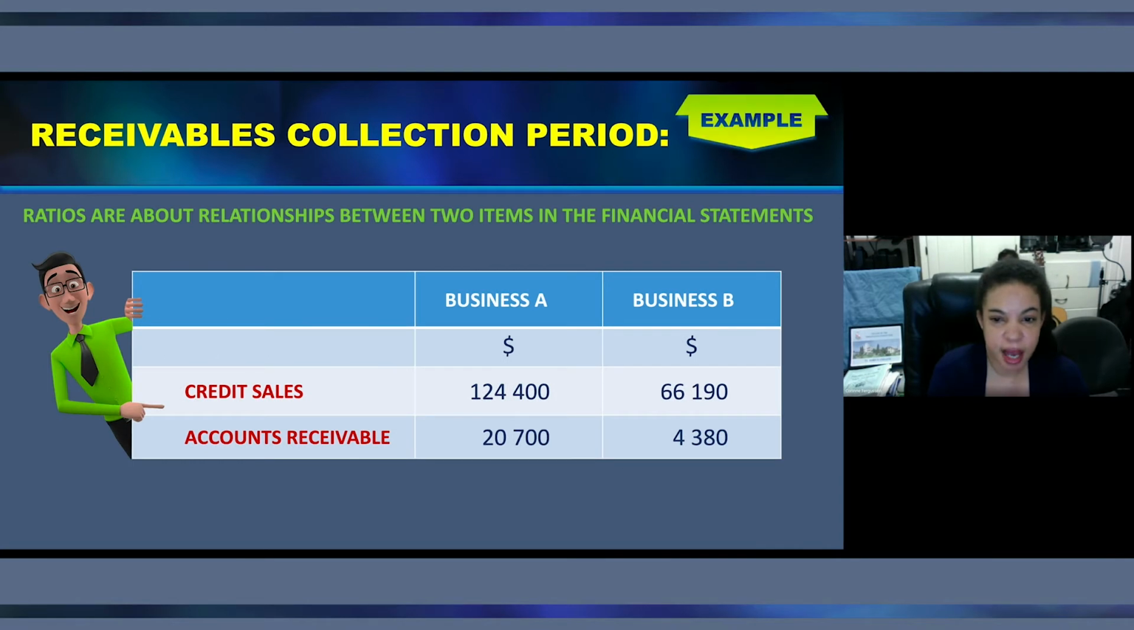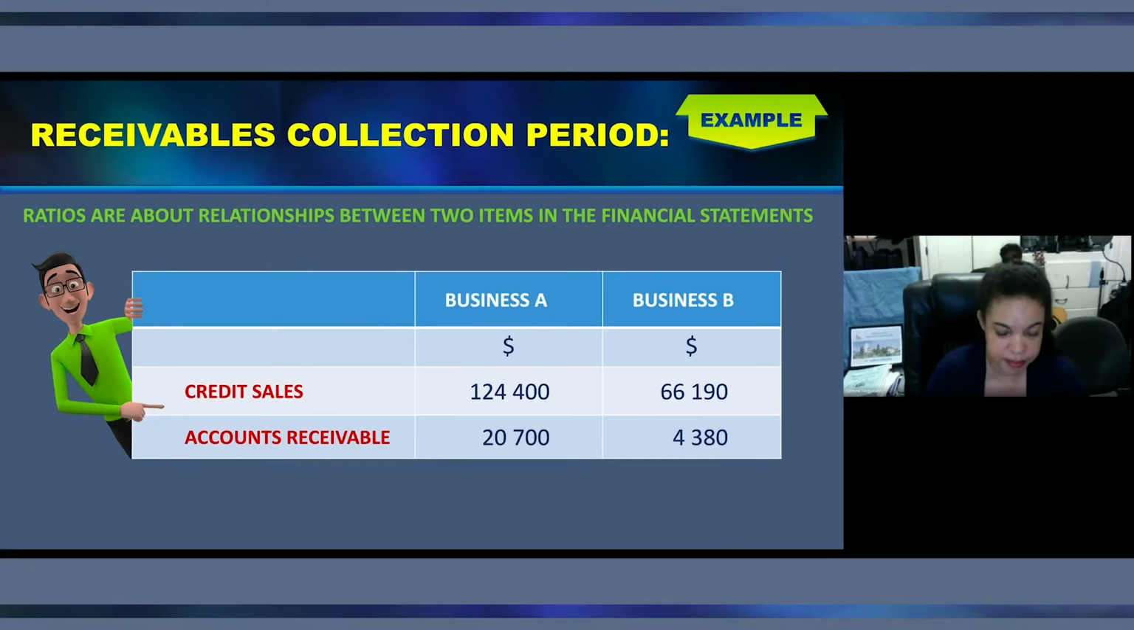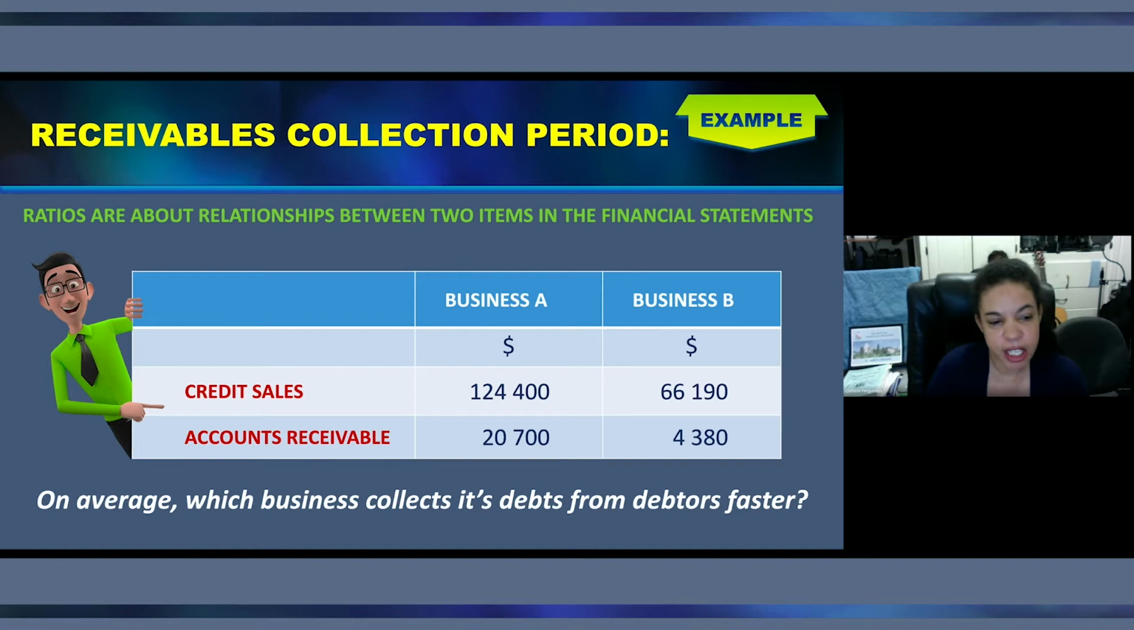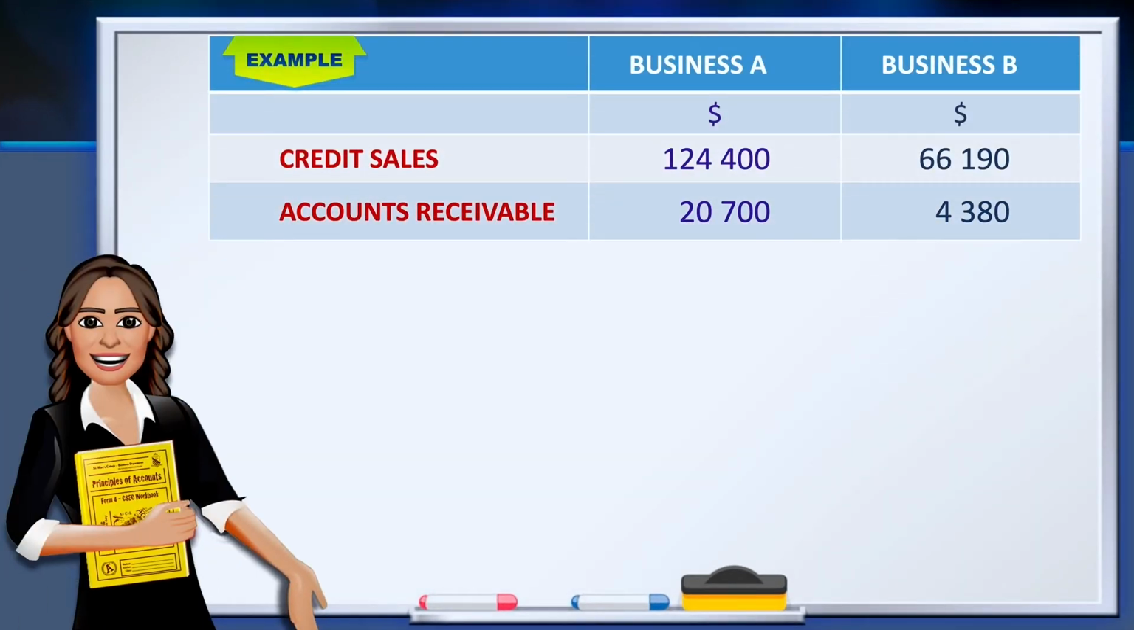What you see here in this example is you have two businesses, business A and business B, and you have two amounts, which would be your credit sales and your accounts receivable. So these are the relationships that you're going to look at, the relationship between your receivables and your credit sales. And we're going to find out on average which business collects its debts from the debtors faster. So that is the question that we are asking here. And in order to find the answer to that, we are going to do the receivables to sales ratio.